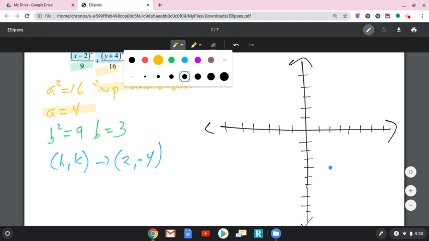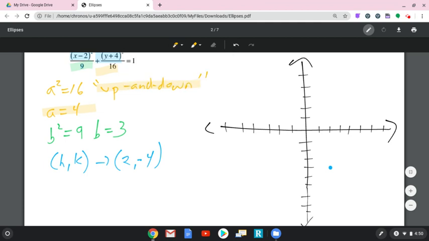So let's do our A first. If I go up 4, I count up 1, 2, 3, 4. And I count down 4. 1, 2, 3, 4. All right, guys? So we went up 4 and we went down 4.